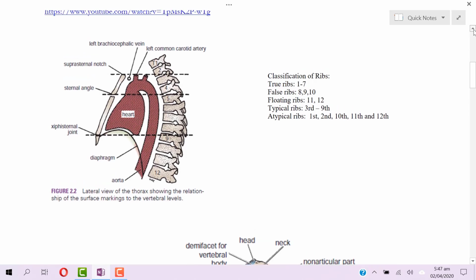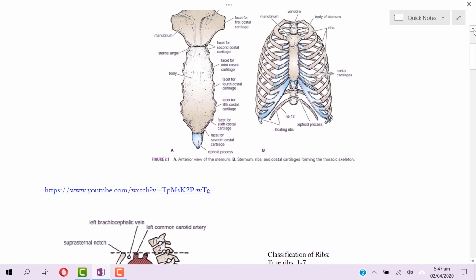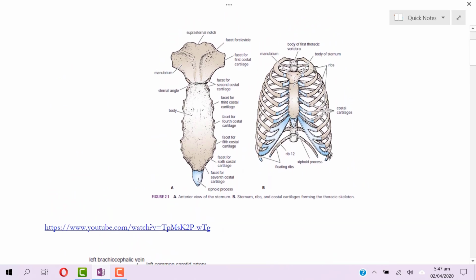If I show you the thoracic cage, can you see that the upper ribs, rib number 1, 2, 3, 4, 5, 6, and 7, they are articulating with the sternum by their individual costal cartilages. The ribs which are attached to the sternum individually by their own costal cartilage are called true ribs.